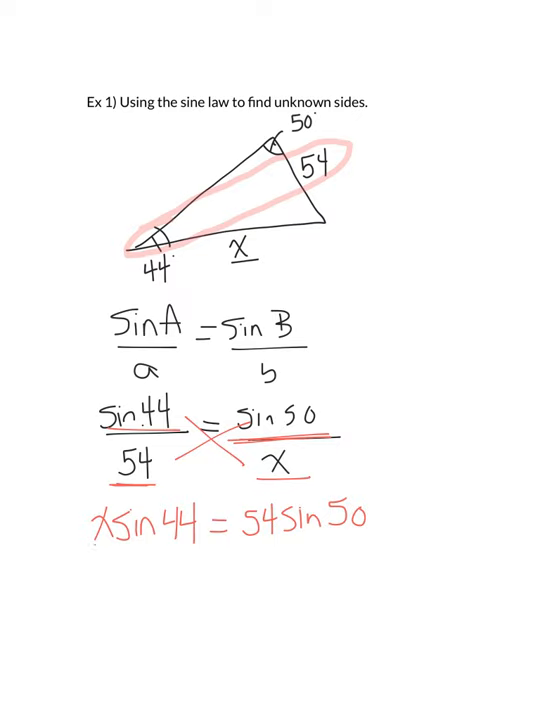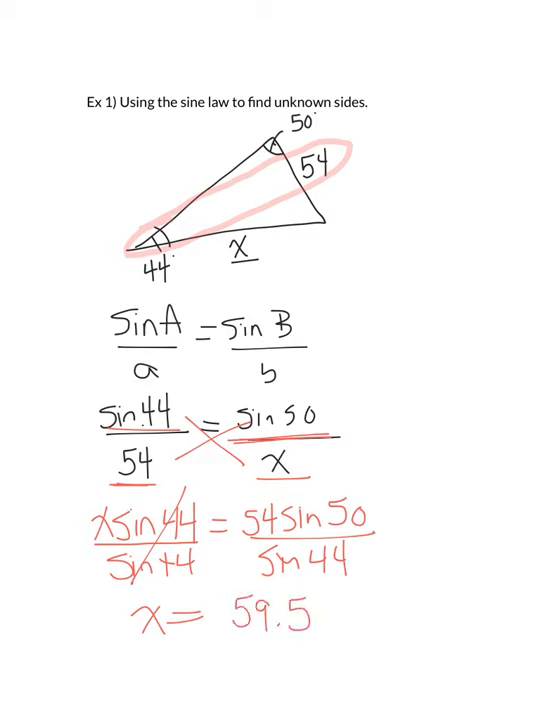If I want to get x by itself, I need to divide both sides by the sine of 44. What I'm going to be left with on the left-hand side is simply my x, and on the right-hand side, I'm going to be left with 54 times sine of 50 divided by sine of 44. By this point in time, you should know what you have to type first on your calculator, and you should be able to get an answer of 59.5. There are no units given in this question, so we will just leave it like this.